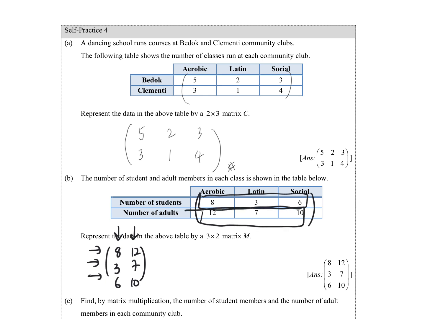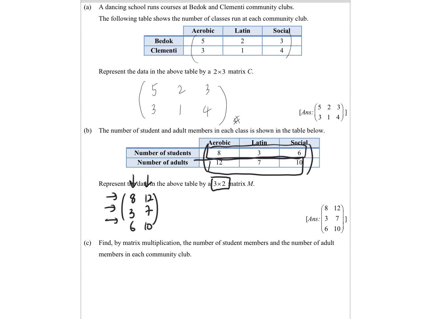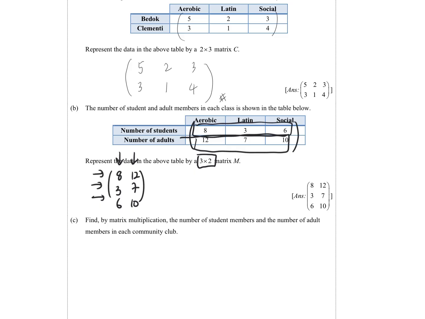Okay, this one is a little bit different. It is 3x2. Don't just copy every time you're happy. Look at the order first. Okay, next one they say find, by matrix multiplication, the number of student members and the number of adult members in each country club.